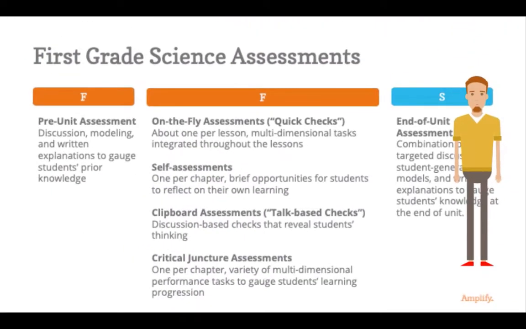Speaking of assessments, Amplify provides a range of formative assessment types from pre-unit, chapter critical junctures, and on-the-fly quick checks. A great tool for first grade teachers is the Clipboard Assessment Tool, which is a talk-based check for the little ones who are still learning to write but can verbally demonstrate their understanding. Each unit ends in a performance task and a summative assessment.